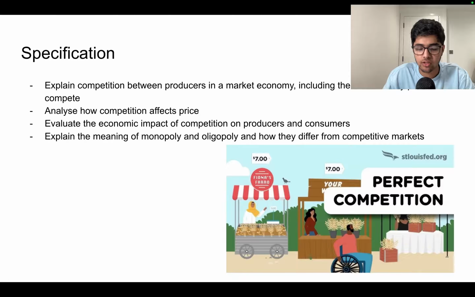The specification for this is quite small, but the content is quite detailed. You must be able to explain competition between producers in a market economy, including the reasons why producers compete. You have to analyze how competition affects price, evaluate the economic impact of competition on producers and consumers, and explain the meaning of monopoly and oligopoly and how they differ from competitive markets.